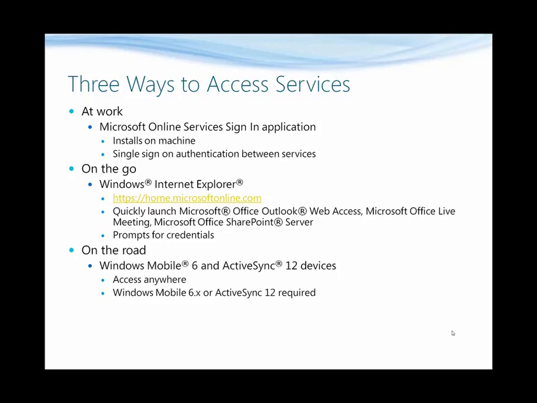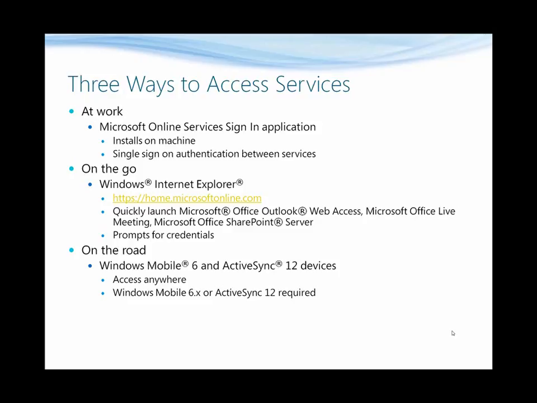To access online services from a remote location, such as at home or on the road, browse to home.microsoftonline.com. After authenticating to the portal, you'll have easy access to your online services such as Microsoft Office Outlook Web Access, SharePoint Online, Live Meeting, and Office Communications Online. You'll be asked to authenticate to these services.